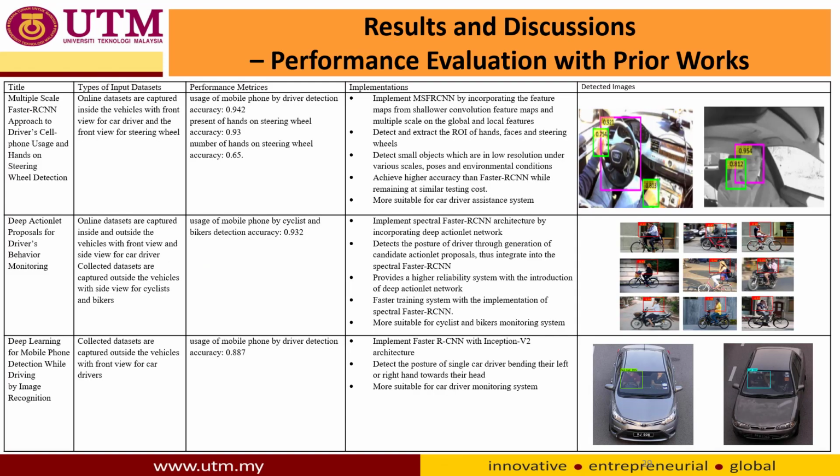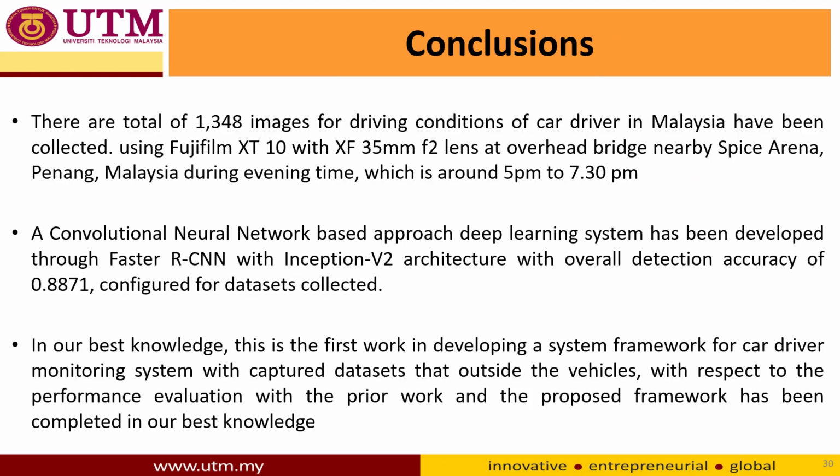When you compare to other existing works, we found that the existing works are mostly based on in-car images, while our work is one of the very few works based on images taken from outside the vehicle. So the conclusion is that, based on our 1348 images, we developed a convolutional neural network, the Faster RCNN, and we obtained a detection accuracy of 0.8871, or 88.71%, to detect whether a driver is performing a call or not.